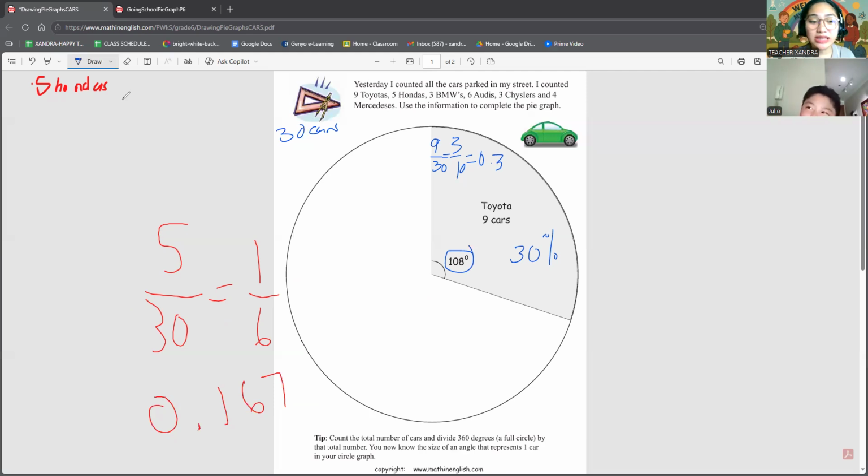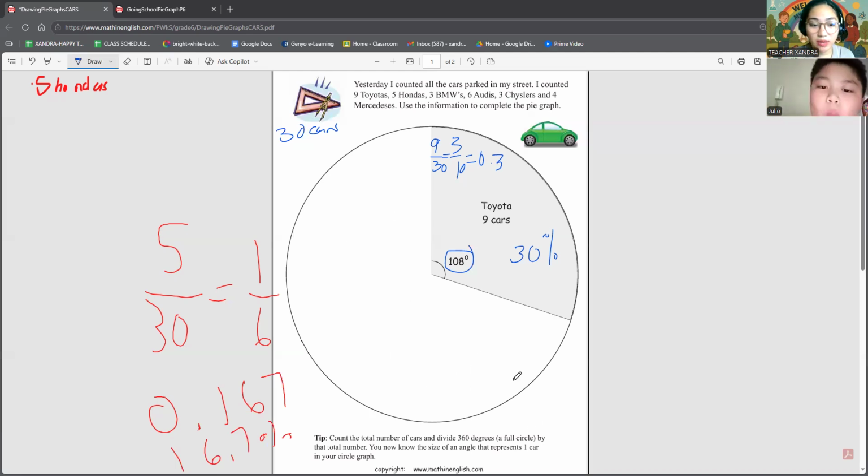Look for its percentage. Since you already have the fraction and the decimal, now the percentage. Okay, now for 5 Hondas, that would be 16.7%. The next thing is look for the angles of sectors. So you can draw it down here.